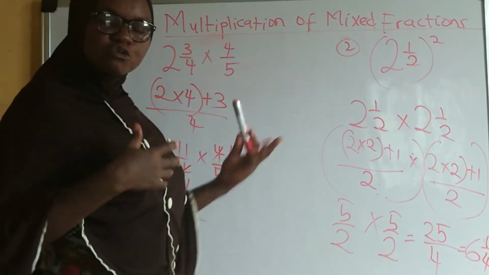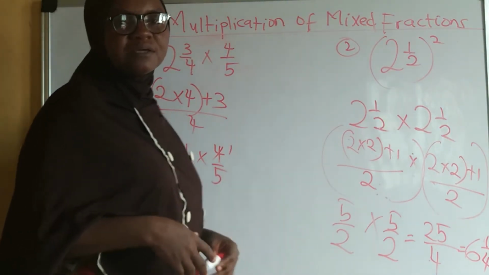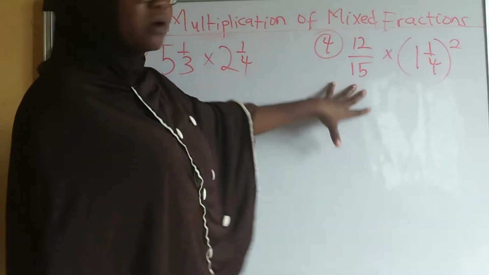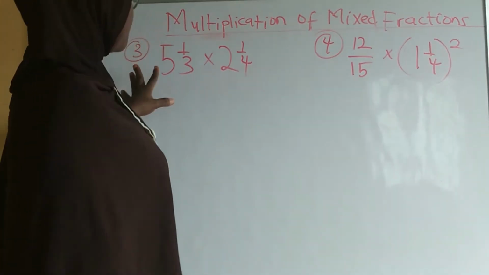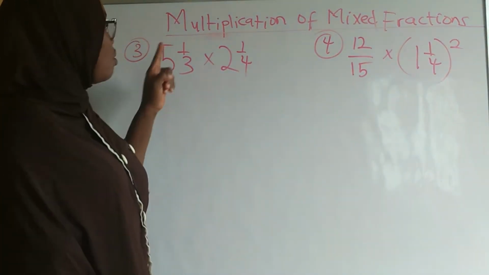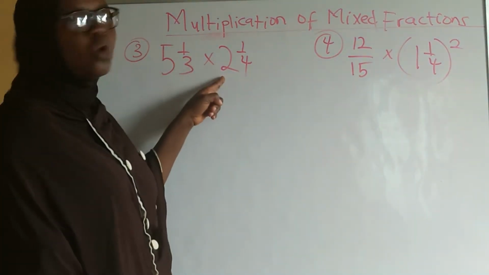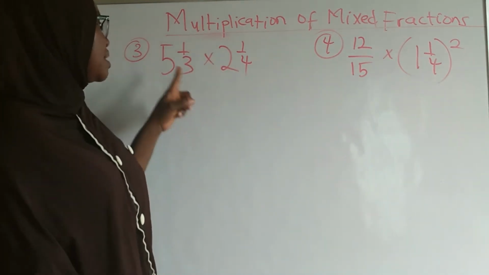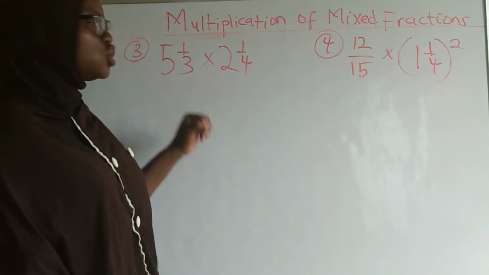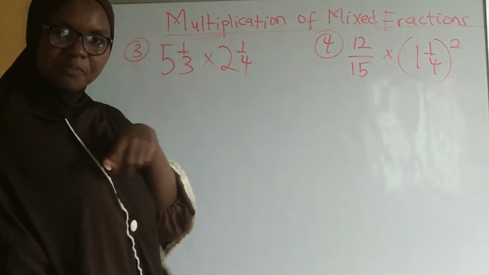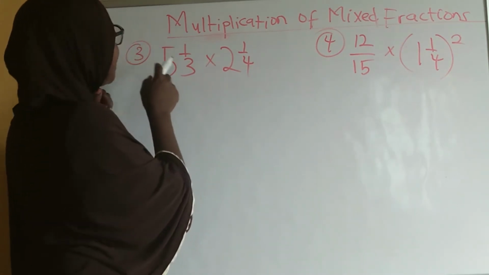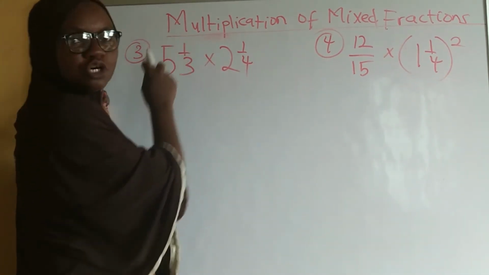Alright, now let's look at 2 more examples so that we can understand better. So we want to look at these 2 more examples. Now this number 3 question is 5 whole number 1 over 3 times 2 whole number 1 over 4. Like I established in the previous example, before you start your multiplication, you need to change your mixed fraction to an improper fraction. And how do you do that? I said you multiply your whole number by your denominator and then you add your numerator to it.